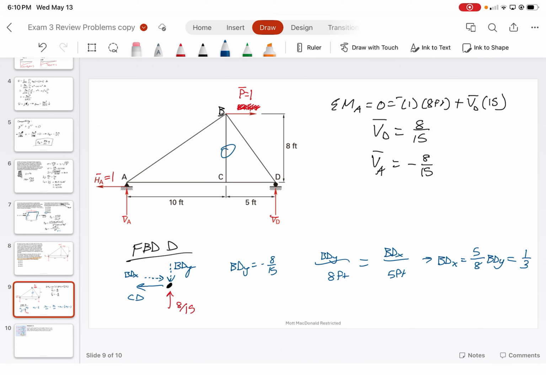From here, we could do sum of the forces in the x direction, and we know that this has to equal 0, and we get negative CD plus BDX, which is 1 over 3, which means that CD is equal to 1 over 3. And CD is obviously going to be in tension.